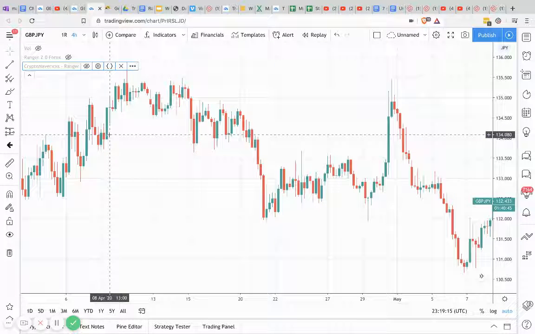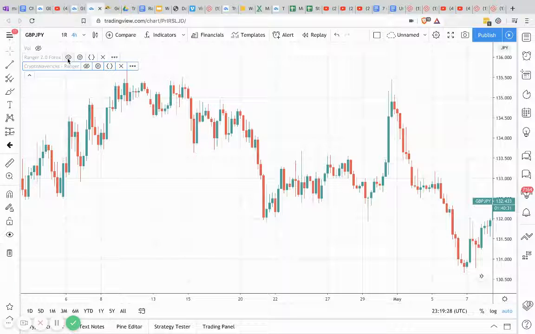Basically, it has to do with the fact that people trade Forex in pips, while people trade stocks and crypto in percentages. That's a pretty huge difference. And you'll see when we get to the alerts why exactly.